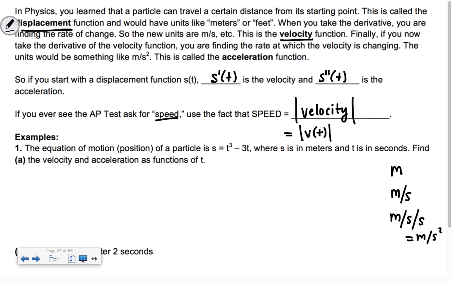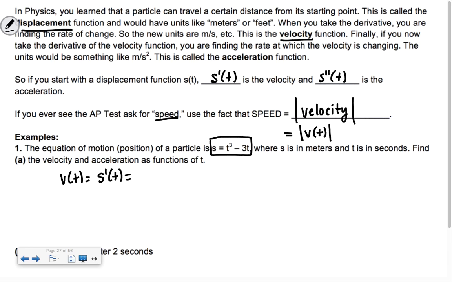All right, so number 1 says the equation of motion, in other words, the position of the particle, is s equals t cubed minus 3t, where s is in meters and t is in seconds. So right now, our function is in meters. It's some kind of position or displacement, right? So find the velocity and acceleration as functions of t. So if I'm finding the velocity function, it is going to be the first derivative of our position function. So I take the derivative and I get 3t squared minus 3. And then my acceleration function is going to be the derivative of that, the second derivative of the position, which is 6t.